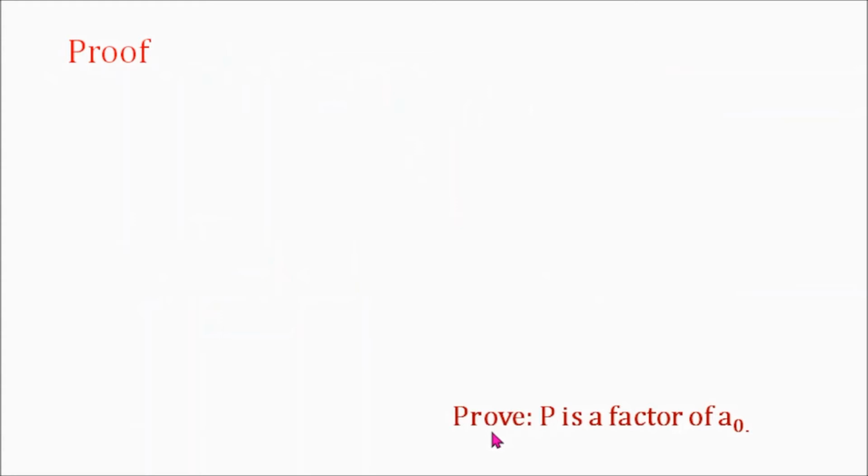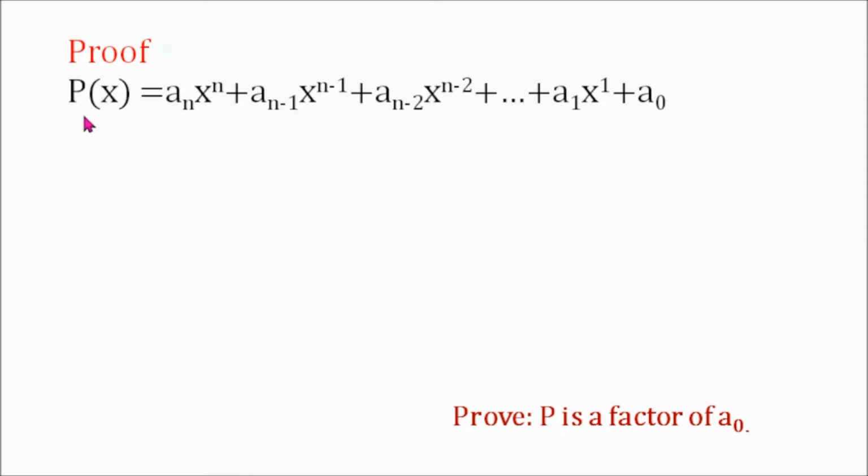Now, this is the proof of the theorem. So the first part, we are going to prove that p is a factor of a sub 0. So our proof starts with the definition of a polynomial function. So the first thing we're going to do is to equate this polynomial function to 0.